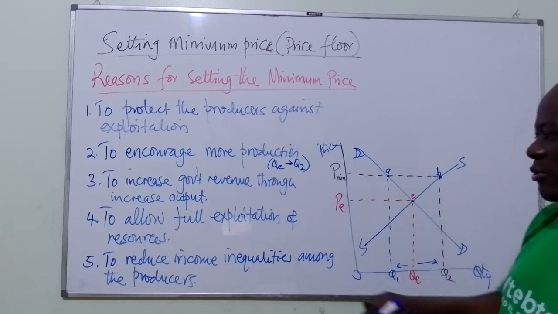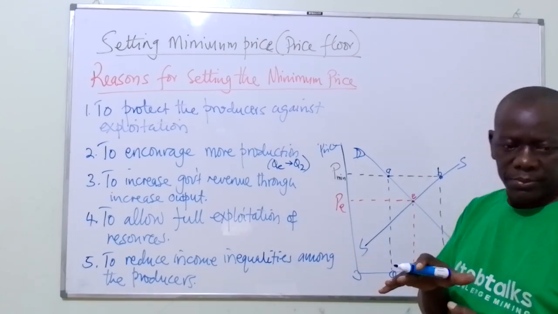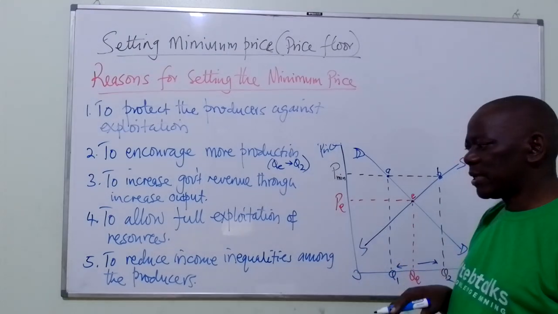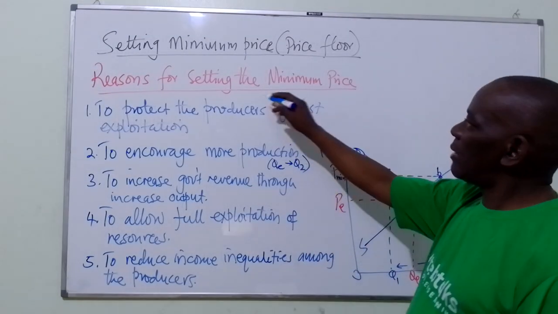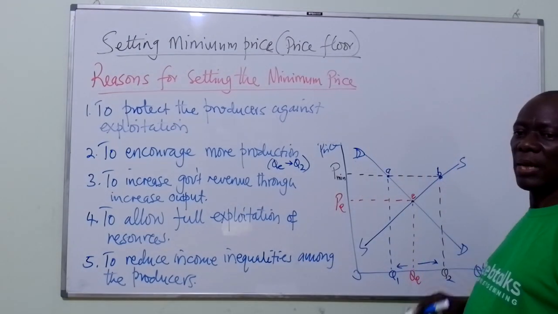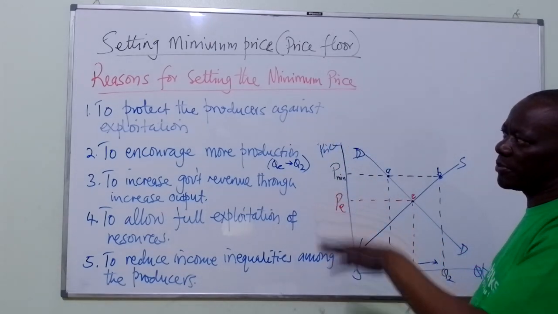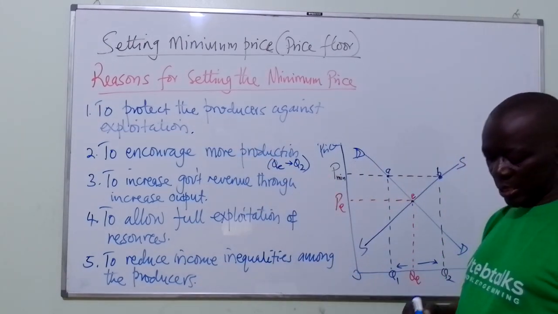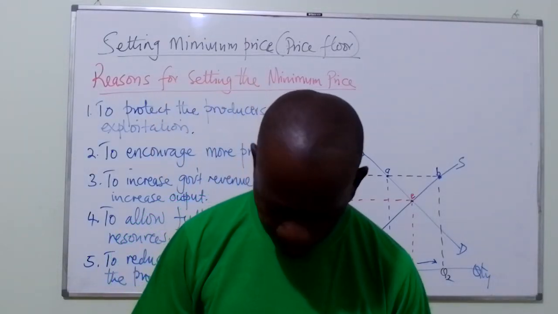At least it reduces, we use the word to reduce income inequality. You can't eliminate it, but you reduce the gap. Economists usually struggle to reduce the gap of income inequality, but not necessarily doing away with the inequalities. So this minimum price is going to help the producers to have at least all of them selling at the same price without anybody exploiting them, and that absence of exploitation will definitely lead to reduction in income inequality. So we move to another reason.